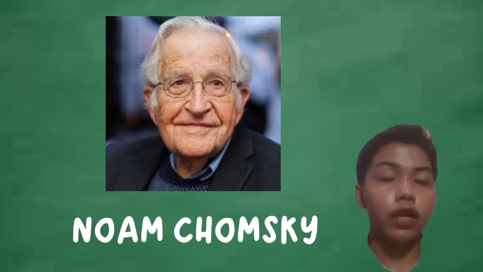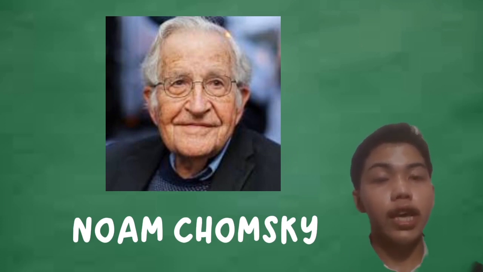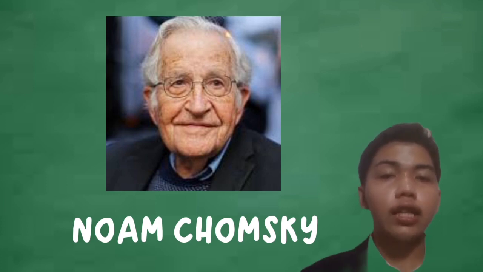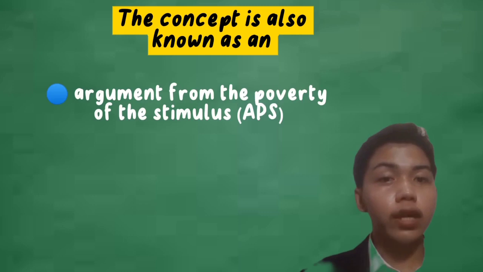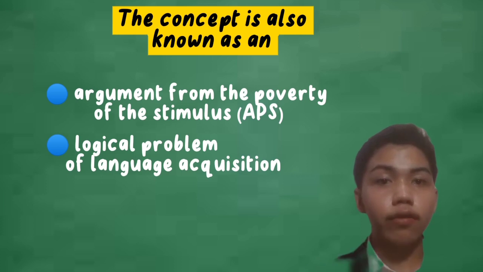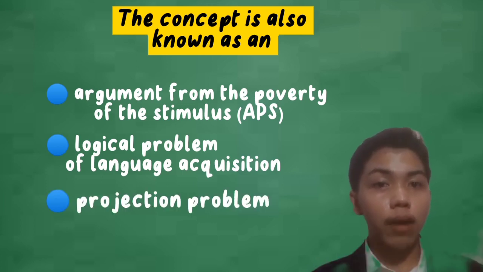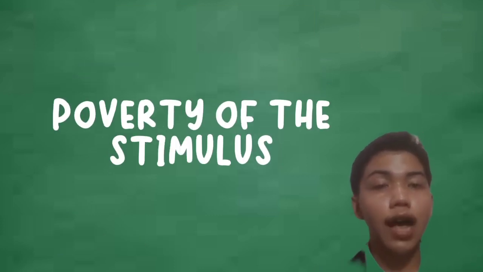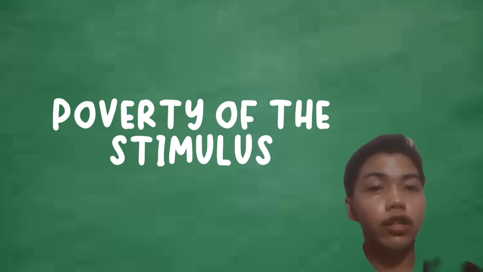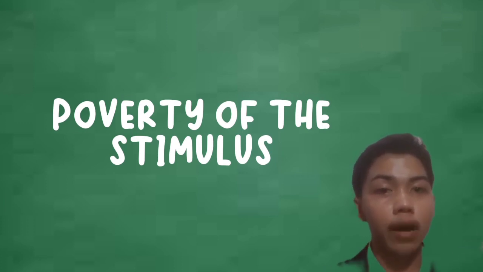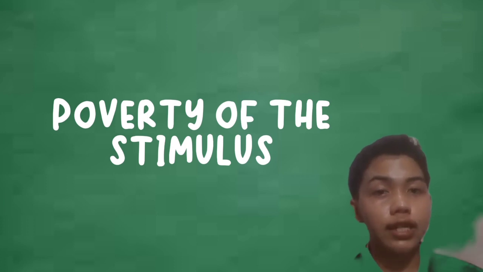An influential advocate of this being linguist Noam Chomsky, who introduced the expression poverty of the stimulus in his Rules and Representations. The concept is also known as an argument from the poverty of the stimulus, APS, logical problem of language acquisition, projection problem, and Plato's problem. The poverty of the stimulus argument has also been used to reinforce Chomsky's theory of universal grammar that taught that all languages have some tenets in common.